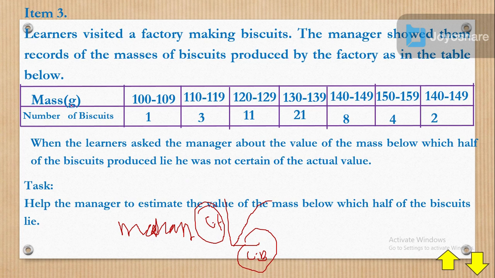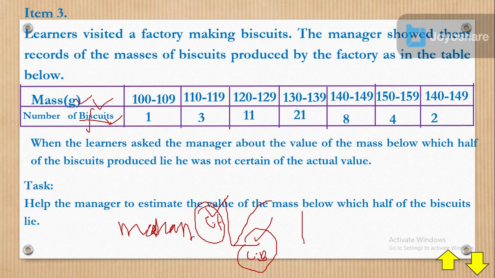What am I going to add? Now in the columns of the table I have mass. The number of biscuits is the frequency. So I have the mass, which you call the classes, and I have the frequency. The next columns I will add will be cumulative frequency and class boundary. Here we don't just draw classes anyhow, we base on the language in the question. That's when we bring in other columns.